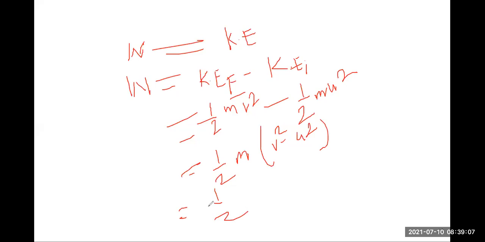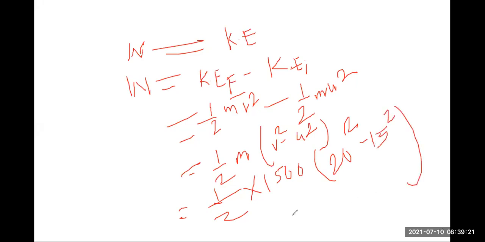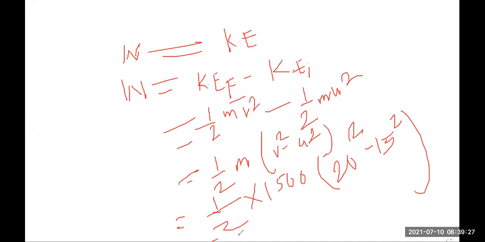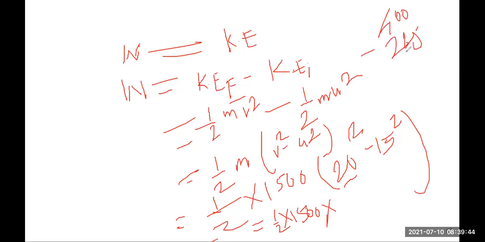Now you have to put the values. Mass is given 1500 kg. You have to put 1500 and v square minus u square, where final velocity is 20 square minus 15 square. Now put this 1/2 as it is, multiplied by 1500. Then 20 square is 400, you know very well, 15 square is 225. Am I correct? Yes, sir.